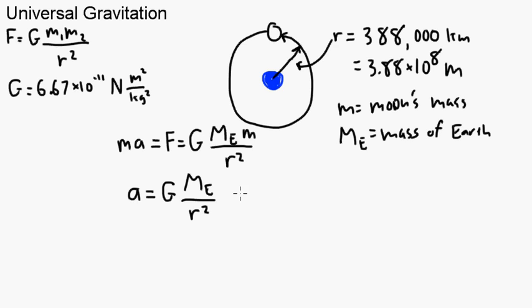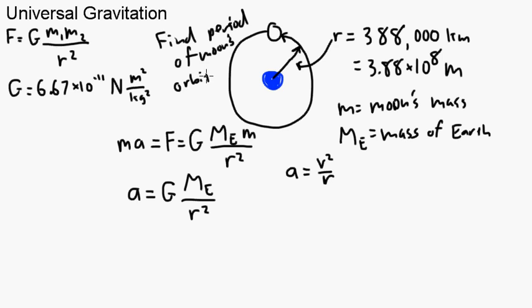Okay, easy enough. So what else do we know about this? Well, we're going to call it a circular orbit. It's not quite circular. No orbit is perfectly circular, but it's pretty darn close. So what we're going to say here is a equals v squared over r. And we want to find the moon's period, don't we? The period of the orbit. I'm just going to write the problem statement here. Find the period of the moon's orbit. I'll call it T.